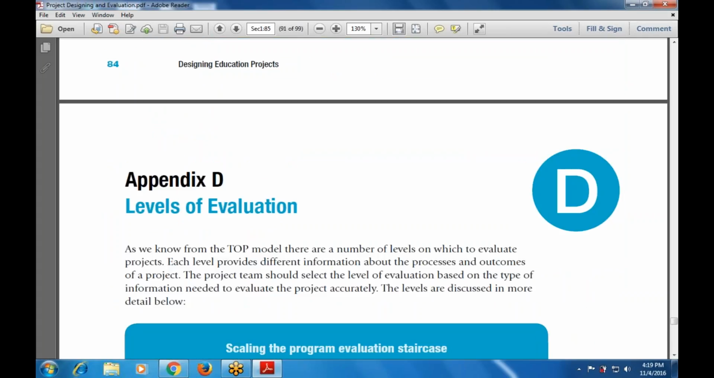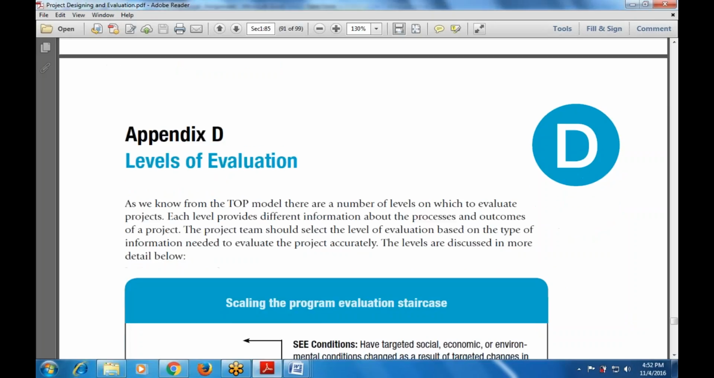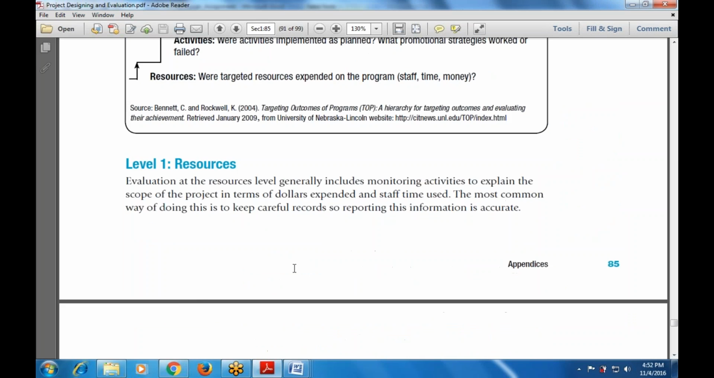Now, come to appendix D, that is the levels of the evaluation. What is the level that is used with the evaluation? Just wait. Let's see what the various levels of the evaluation are that we are performing. That is appendix C or appendix D.